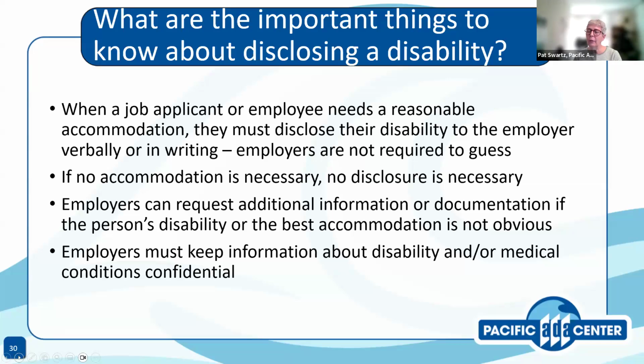Employers can request additional information or documentation if the person's disability or the best accommodation is not obvious. So this is a conversation that happens between the person with the disability and the employer. The answer is not always cut and dry. Employers must keep information about disability and or medical conditions confidential. This is very important. HR or whoever is working and doing this process with a person with a disability must keep this information confidential. The information cannot be disclosed to other people in the workplace.